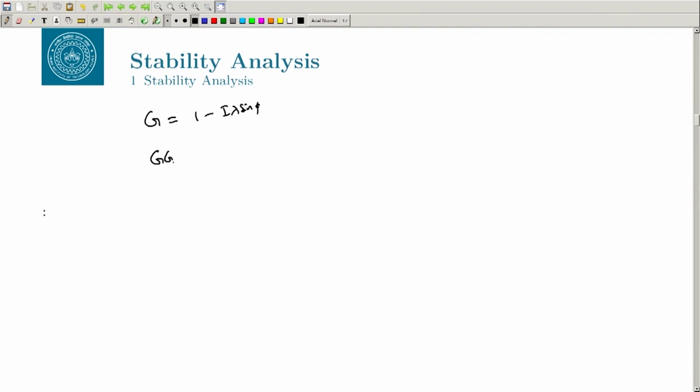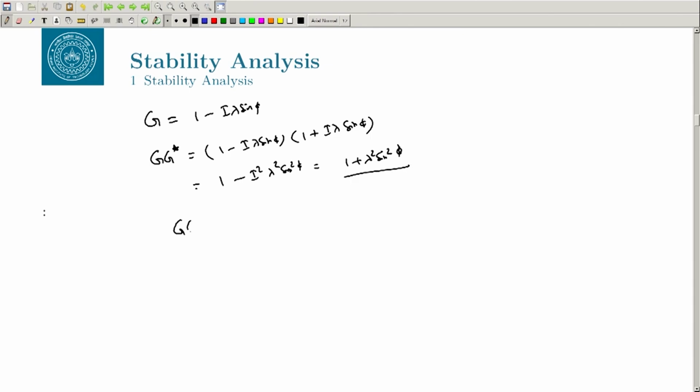So, that will become g star. When it is a complex number, you multiply with its other component. So, that will be 1 minus I lambda sin phi and 1 plus I lambda sin phi, and that will become 1 minus I square lambda square sin square phi, which is 1 plus lambda square sin square phi. So, what do we see? My g star g, or g square, is basically 1 plus lambda square sin square phi.